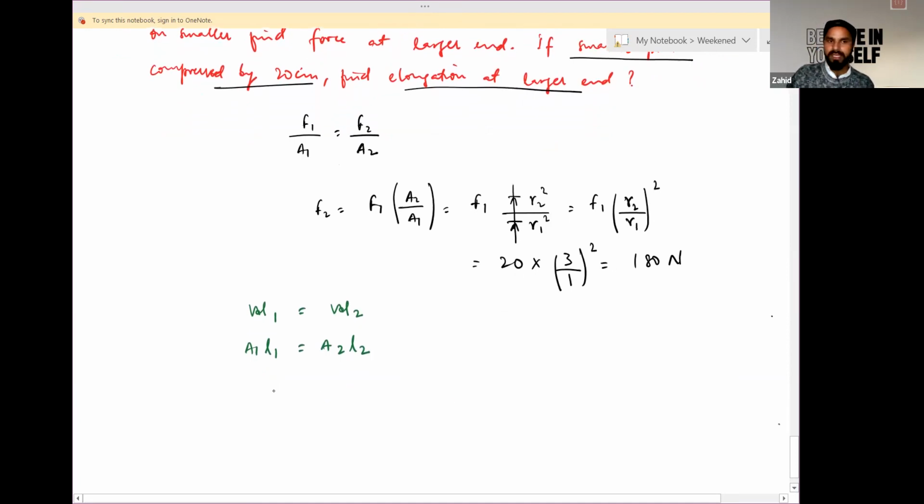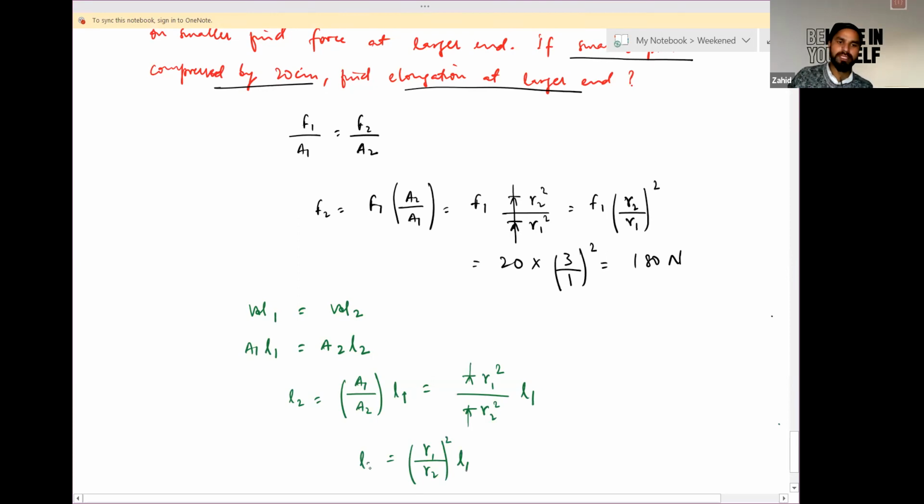Mamuna, again you are doing the same mistake. Since you have to calculate L2, L2 equals A1 divided by A2 into L1. A is area of cross section, that will be pi r square by pi r square times L1. Pi and pi will cancel out. So it will be (R1 divided by R2) whole square times L1 equals L2.